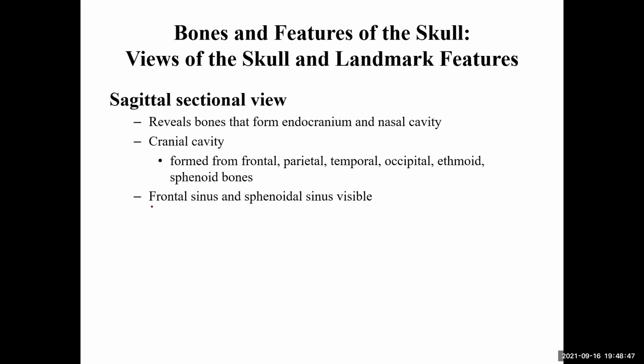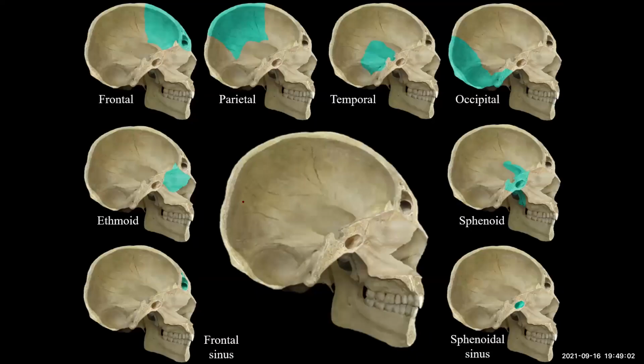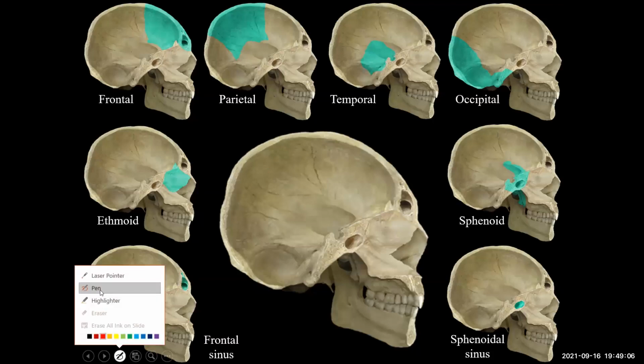And we're going to see two prominent sinuses on the sagittal view. That's going to be the frontal sinus, which is in the frontal bone, and then the sphenoidal sinus, which is in the sphenoid bone. So here is what I'm talking about when we're discussing all of these different bones.